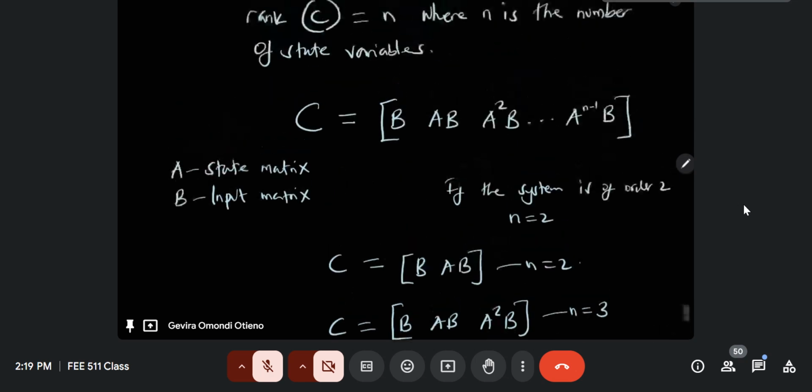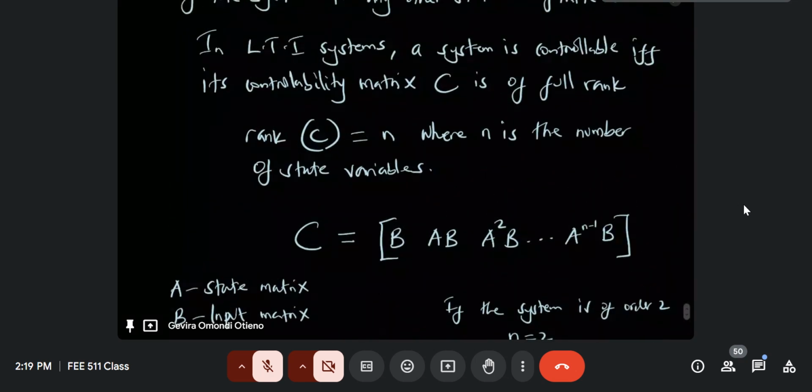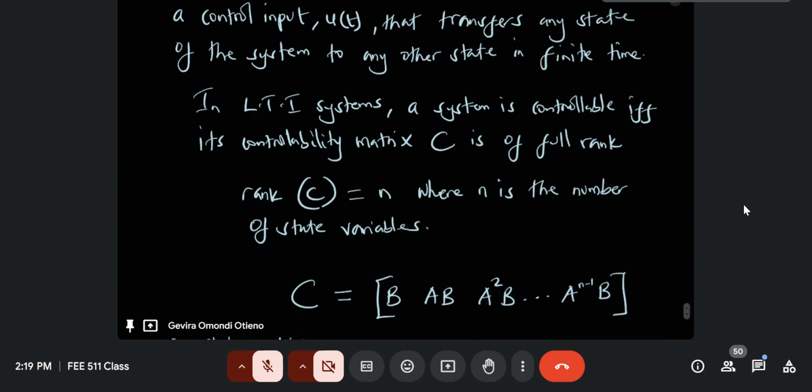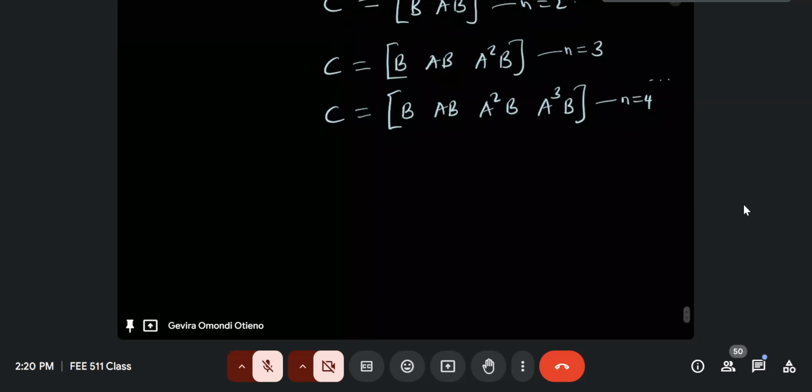So the controllability matrix changes based on the order of the differential equation that completely describes your control system. However, the ultimate test as to whether a system is controllable or not is if you obtain the controllability matrix and you find that it is of full rank, meaning the rank of the controllability matrix is the same as the order of the differential equation that describes the system, then that system is controllable. We'll do an example to illustrate that further, and I think you also have some of those examples in your notes.